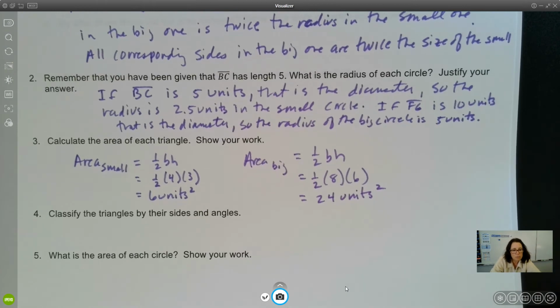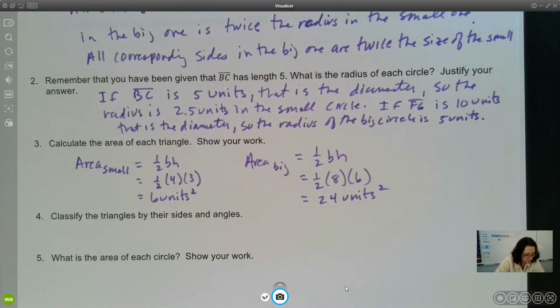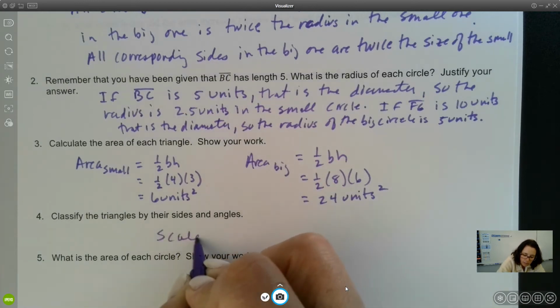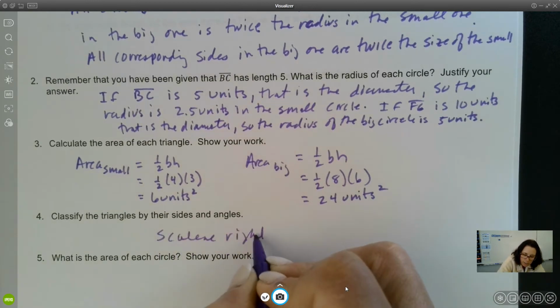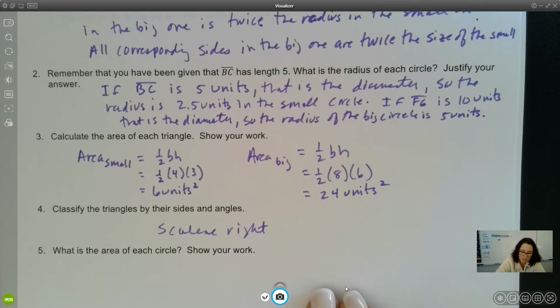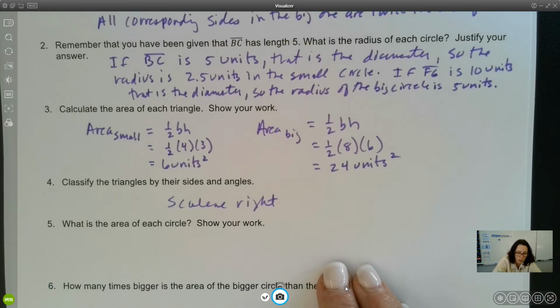Classify the triangles by the sides and their angles. So these are both scalene right triangles. All the side lengths are different. The angle at A and the angle at E are 90-degree angles, so that makes it a scalene right. Okay, what is the area of each circle? Show your work.